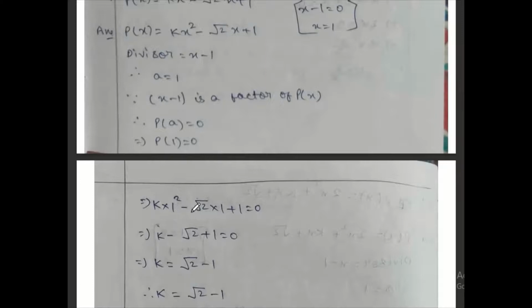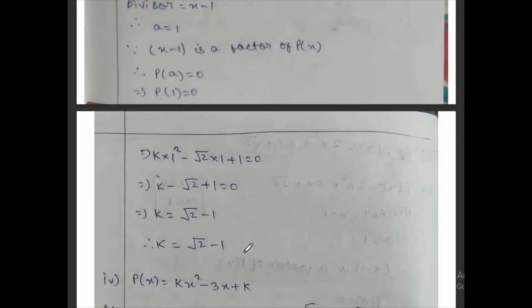So k into 1 square minus root 2 into 1 plus 1 equals 0. K minus root 2 plus 1 equals 0. Both the numbers let us send towards the right side together. Minus root 2 goes there, it means plus root 2, and plus 1 goes there, it means minus 1. Here also the same thing: a number and a root cannot be calculated because one is rational and one is irrational. We cannot do subtraction or addition. So in this question your answer is this.